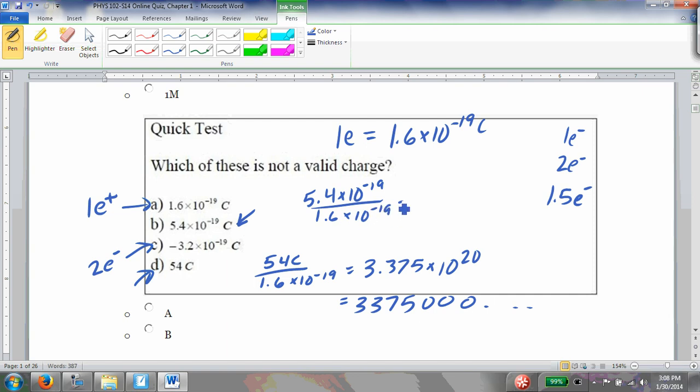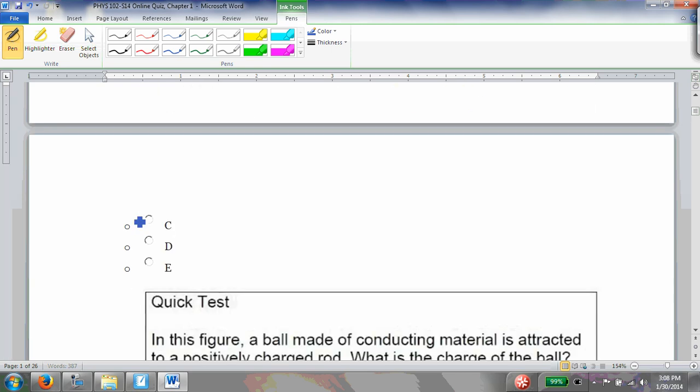It's 3 point something. Oh yeah, 3.375, so 3.4 protons. Obviously you can't have a fraction of protons, so that's not a valid charge, and so that is the right answer.